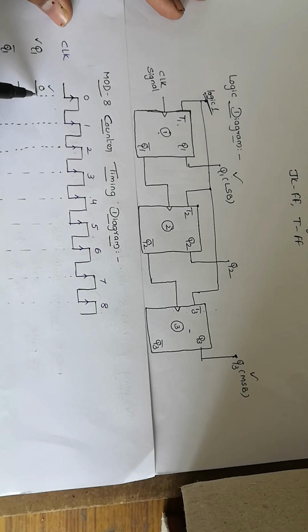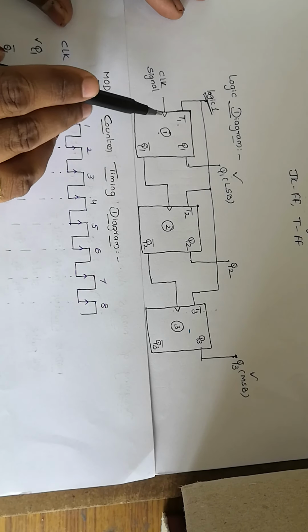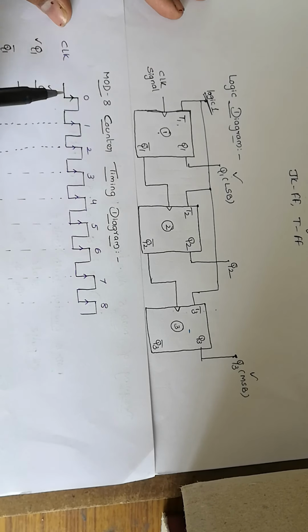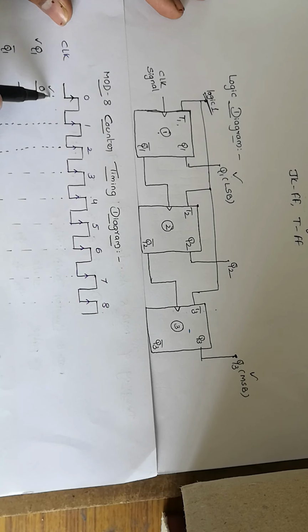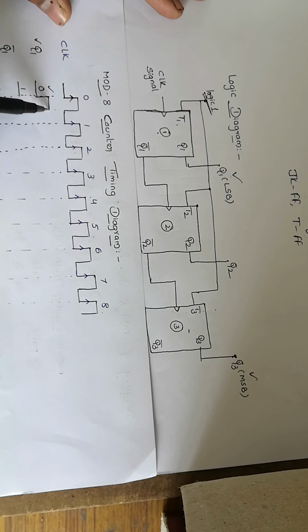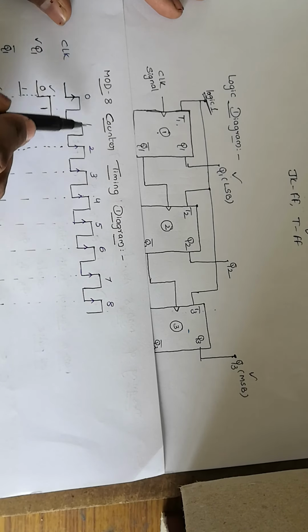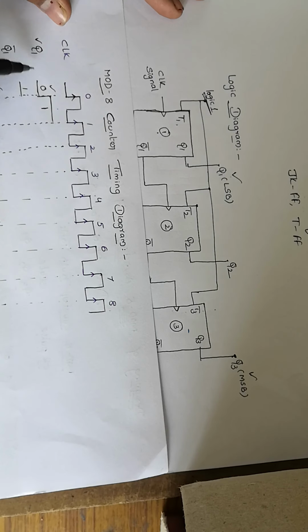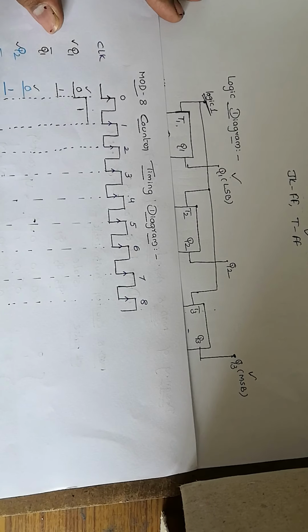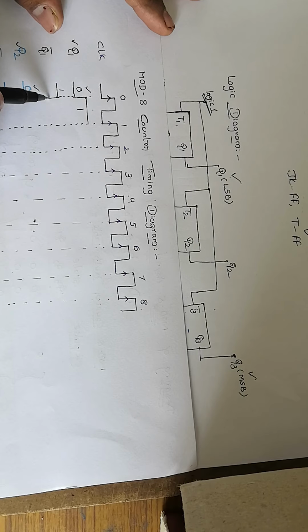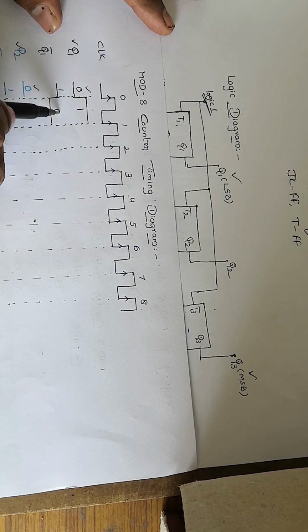Initially Q1 is 0. So when T1 enters the toggle state, it produces the output which is the complement of the previous state. The previous state is 0, so after applying the input and enabling the clock, it toggles and produces 1. It remains 1 until the next clock pulse. When Q1 is 1, Q1 bar is 0.